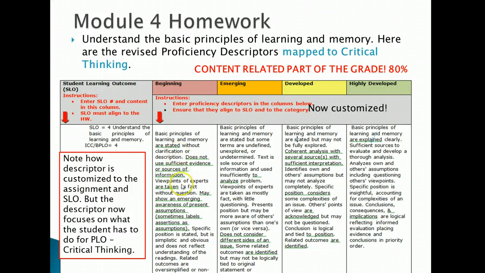And at the very lowest level, they really are just rote describing what they found in the book. They didn't really think about it. They take the viewpoints of experts as fact. They don't question them. Their stated position is simplistic and obvious. It doesn't really reflect an understanding of the readings. So you can see that these steps of improvement in critical thinking are customized and described in the program learning outcomes and in the proficiency descriptors.